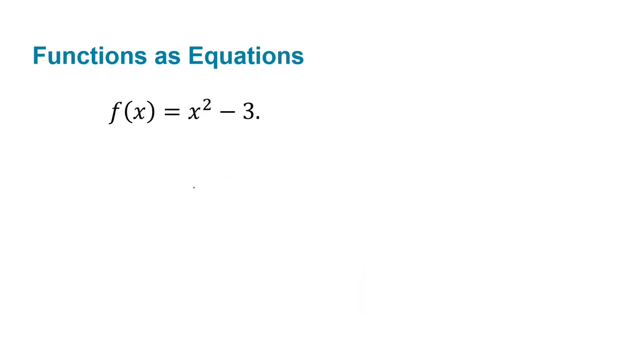Let's look at another function, f of x equals x squared minus 3. So this function takes our number, squares it, and then we have to subtract 3 from it. So I want you to take some time and figure out what f of 5 is. What is f of 5? And what is f of 0?